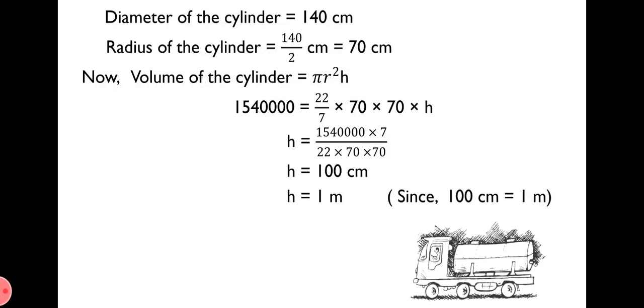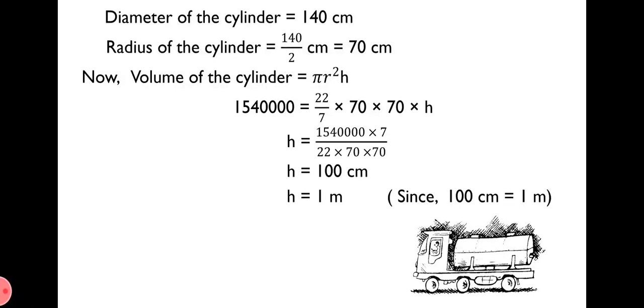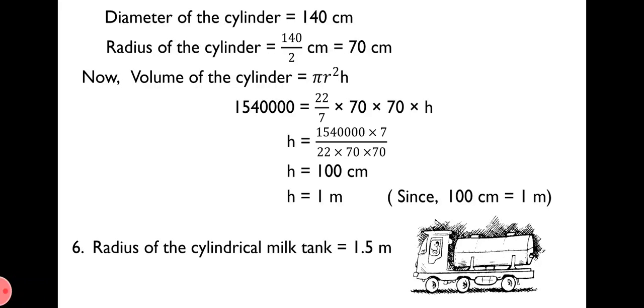Next, question 6. A milk tank is in the form of a cylinder whose radius is 1.5 meter and length is 7 meter. Find the quantity of milk in it, in liters. We have to find how many liters of milk can be stored in the given cylindrical tank. Here you can see a milk tank which is in the form of a cylinder. Its length is 7 meter, that is its height will be 7 meter, and its radius is 1.5 meter. So radius of the cylindrical milk tank equals 1.5 meter, and height equals 7 meter.